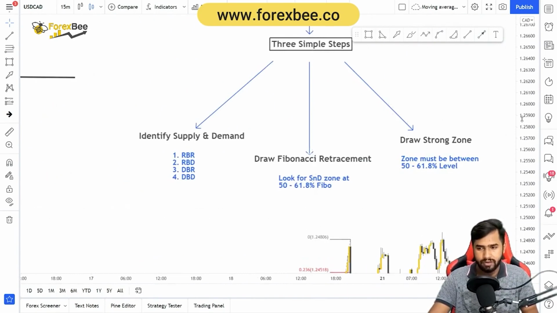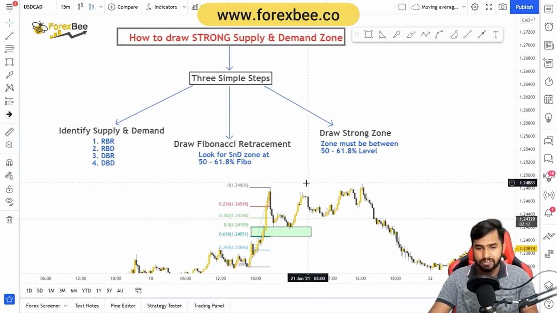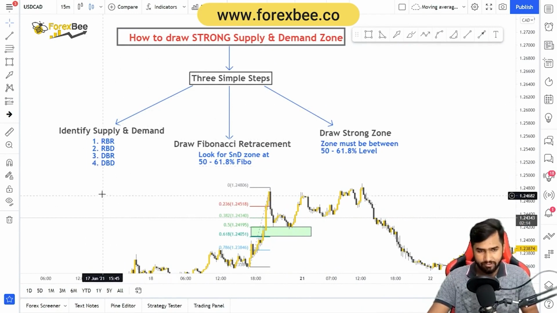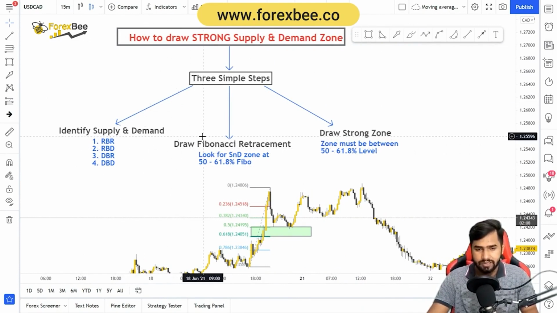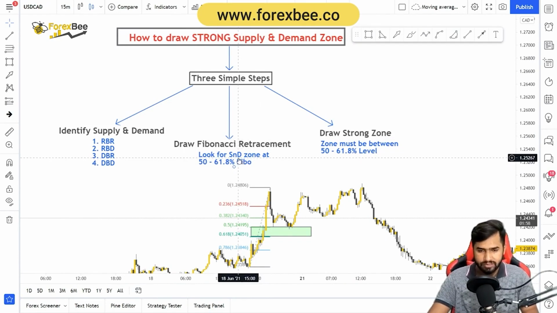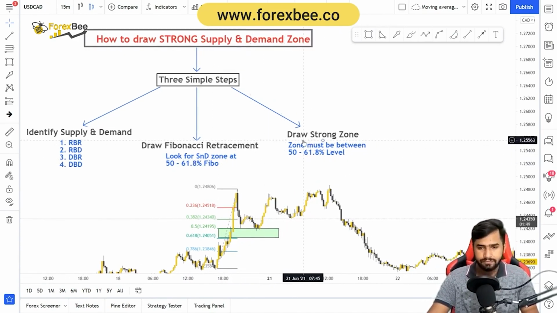Okay, we need to determine if there is a valid supply and demand zone. That is our first step. That zone can be any of these four types. The second step is looking at the supply and demand zone to be between 50 to 61.8 percent, and if that zone is in between that percentage, that means our supply and demand zone is good or strong. The third step is drawing the zone and adjusting it to our golden zone ratio so that we can take the pinpoint entry.